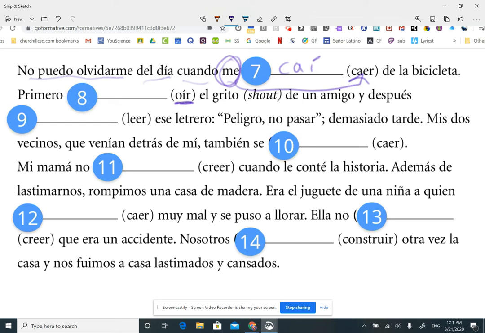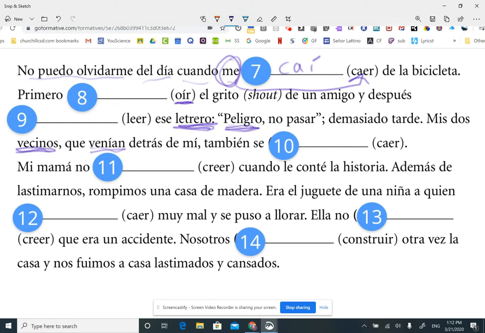So looking at the vocabulary here. First, the shout of a friend after reading that sign. Letrero is a sign. Peligro is danger. Peligro, no pasar demasiado tarde. Mis dos vecinos, vecinos are neighbors, que venían, that's from venir, that came, detrás de mí, after me. También, also, say, and then that's going to be fell. And then mi mamá didn't believe, almost giving you the answer again, cuando le conté, when I told her the story.